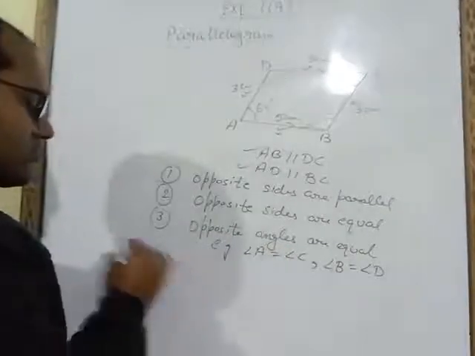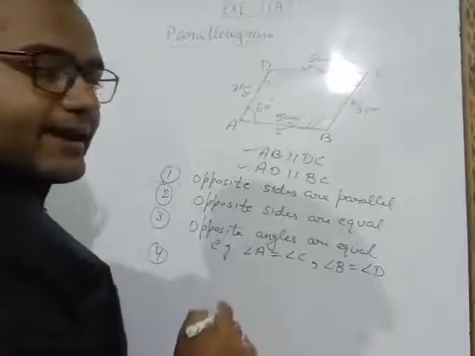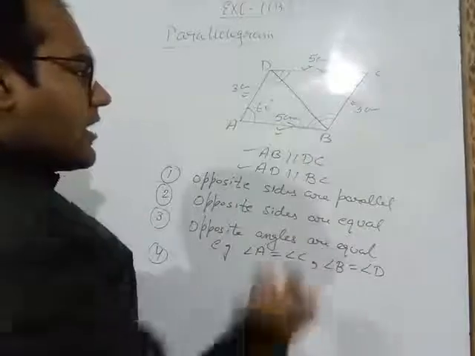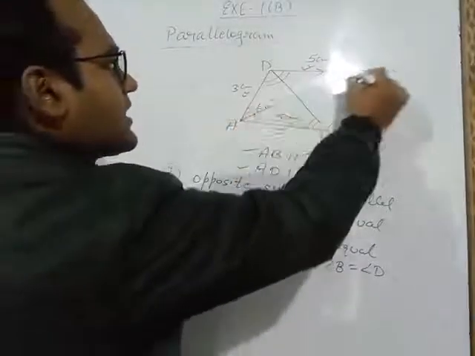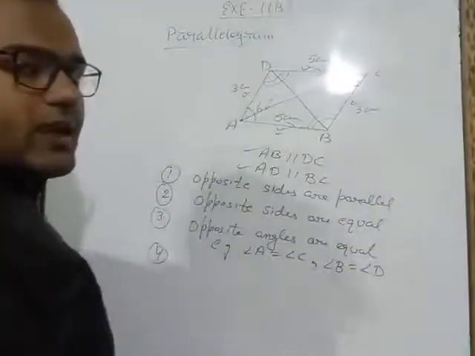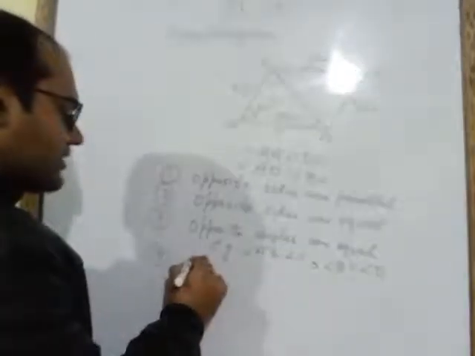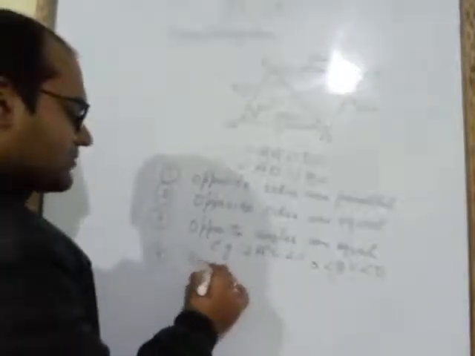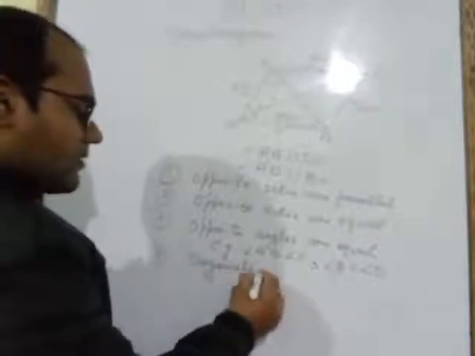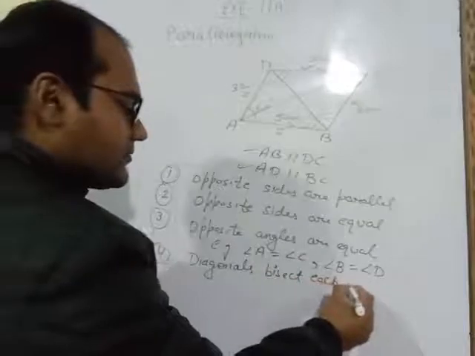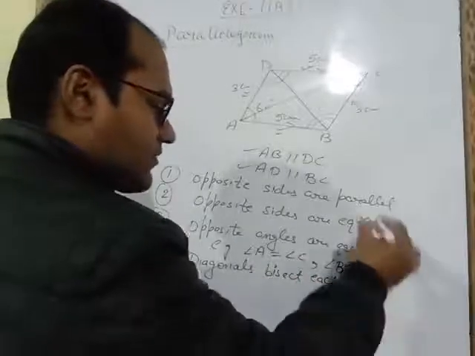And the last and fourth property is about the diagonals of a parallelogram. This is the diagonal BD. Another diagonal of the parallelogram is diagonal AC. Both the diagonals of a parallelogram bisect each other. The fourth property is that diagonals bisect each other.